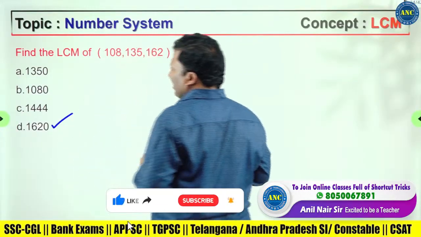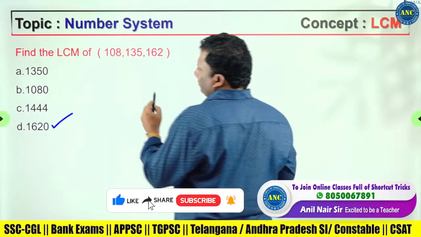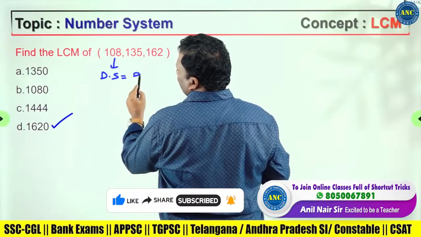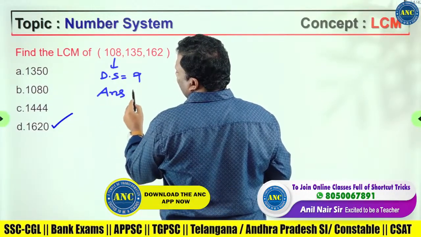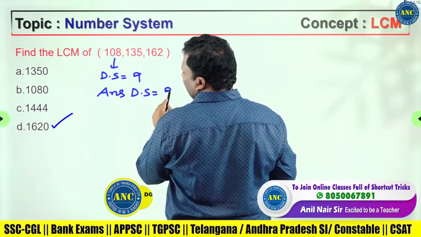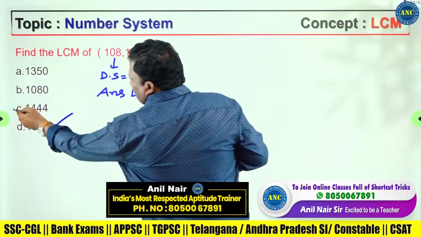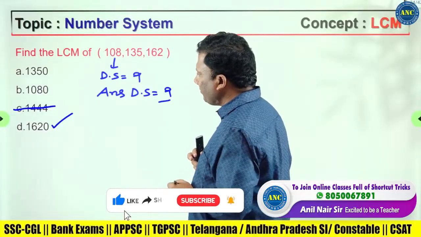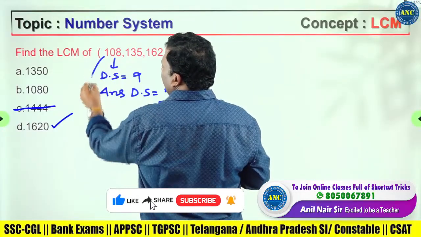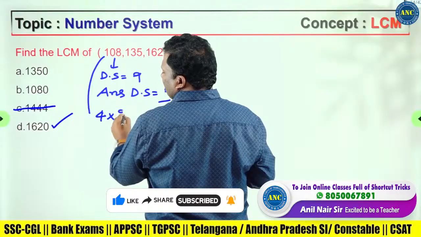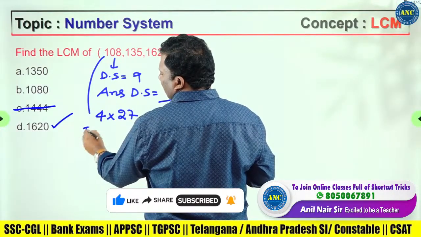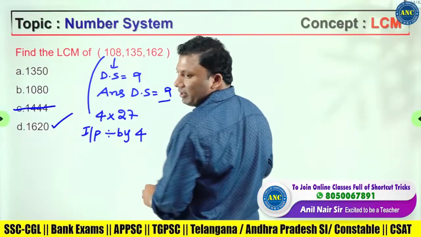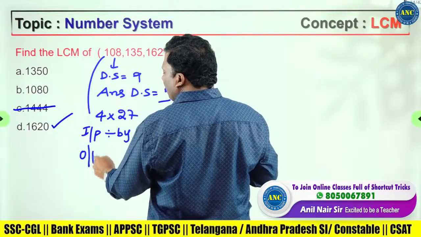Answer is D. First step, 108. Digital sum is 9. The answer's digital sum should be 9. So the A, C, D. The answer's digital sum should be 9. This is not 9, 4 plus 4 plus 4 plus 1. Next one. Here 108 is 4 into 27. That means the input is divisible by 4. The output should also be divisible by 4.